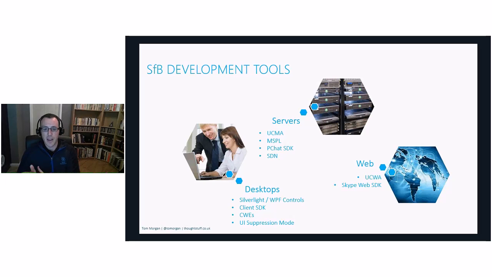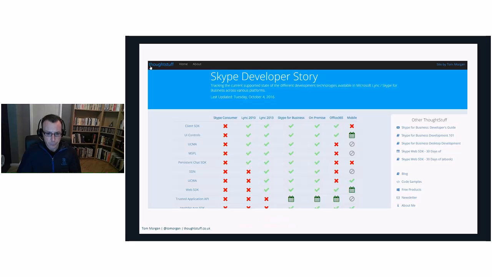So taking all the different tools that I've just talked about and some that I haven't, over on the website, the two things there, UCWA and Skype Web SDK, we're going to come back to in a minute. And what it meant was that there was this big matrix of all the different tools and all the different places people were using them. So you had Lync 2010, Lync 2013, Skype for Business, whether you were on-premise or Office 365, and when you had mobile. And it was getting really confusing. It was getting so confusing, I did this website that you can see on the screen now just to try and keep track of what's going on.